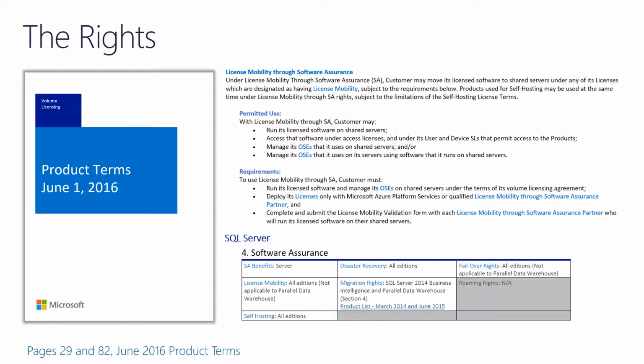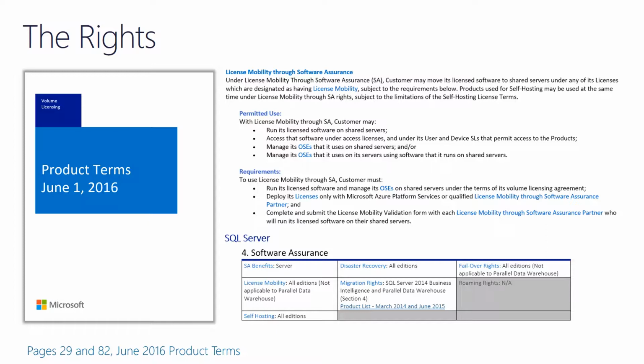Now look back at the top part where the general rights are listed, and you can see that under requirements you must deploy products either on Azure or with a qualified license mobility through SA partner. Now, I've been talking about a service provider as hosting the infrastructure, and indeed a license mobility through SA partner will have signed the SPLA, but they will have also signed an addendum to make them eligible to offer the service. And finally, the end customer needs to complete and submit a license mobility verification form where they choose the hosted environment they want to use, either Azure or a specific partner, and where they specify how many licenses they want to use in the cloud.